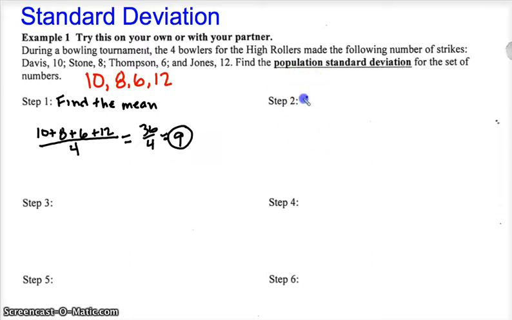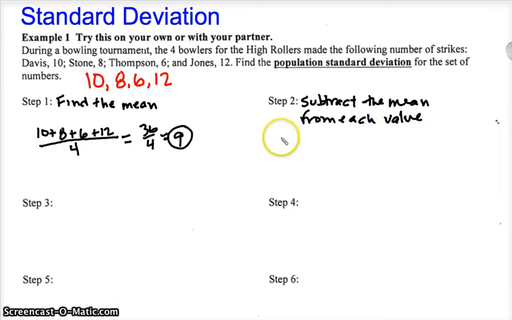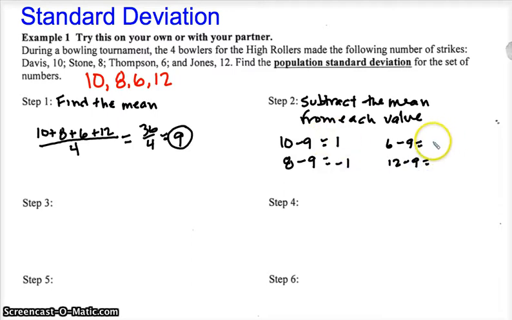Step 2 then is to subtract the mean from each value in the data set. All right, so we'll do 10 minus 9. We'll do 8 minus 9. We'll do 6 minus 9. And 12 minus 9. So 1, -1, -3, and 3.